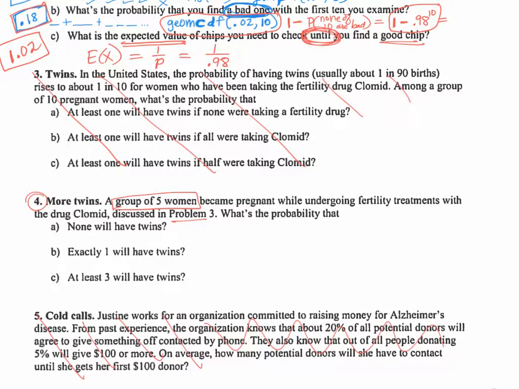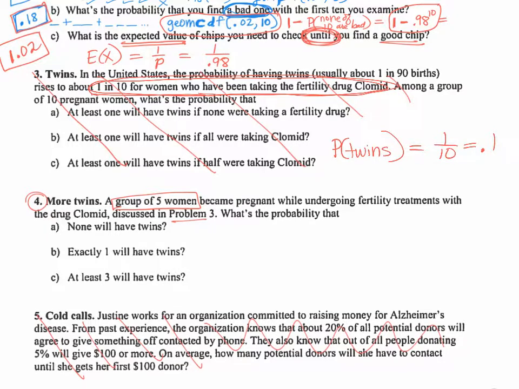Problem 3 says that the probability of having twins is usually 1 in 90, but if you take the fertility drug Clomid, the probability of having twins is 1 in 10. So the probability of twins equals 1/10. Okay? All right, so there's our probability of success.